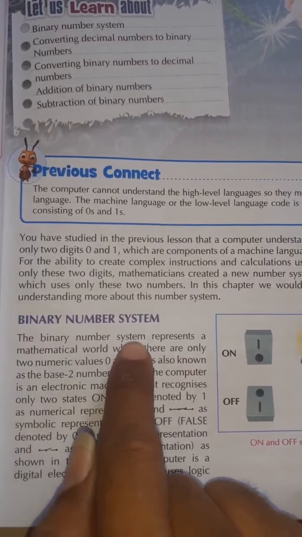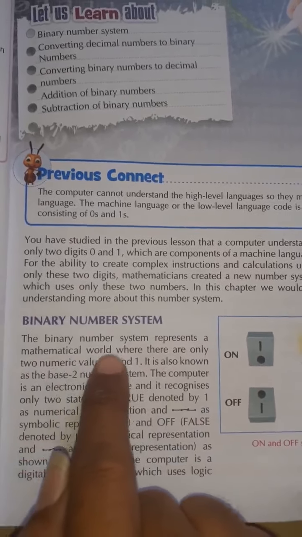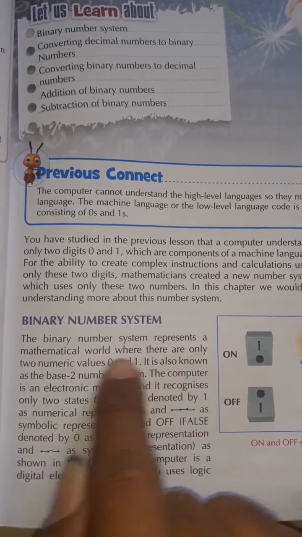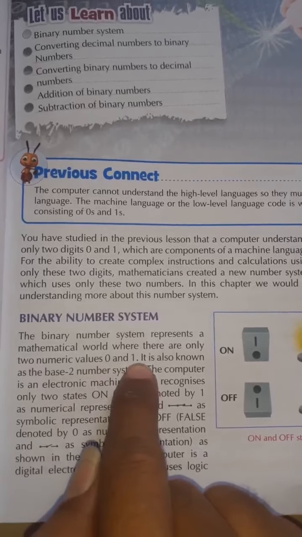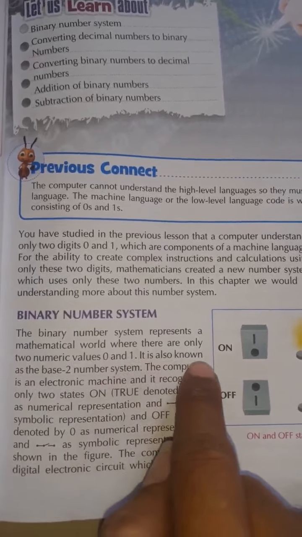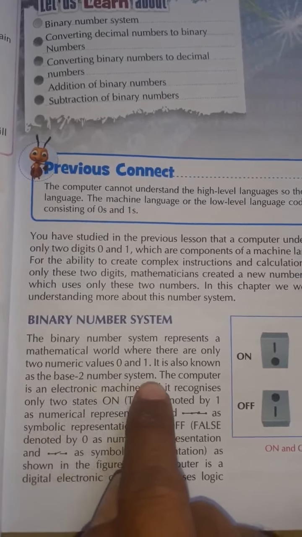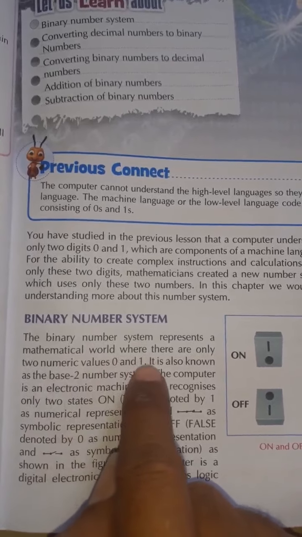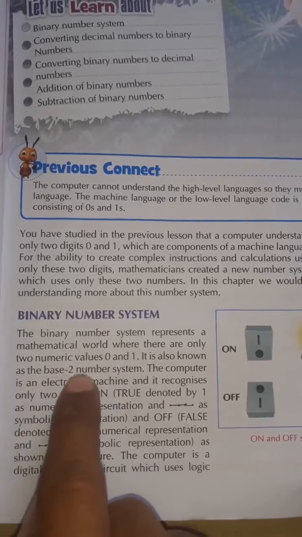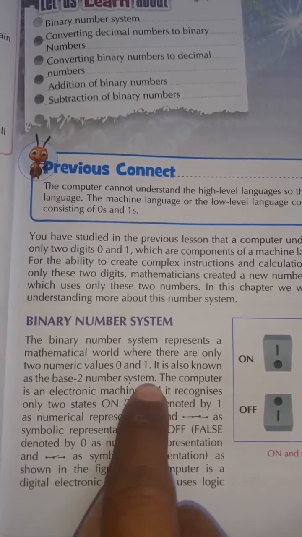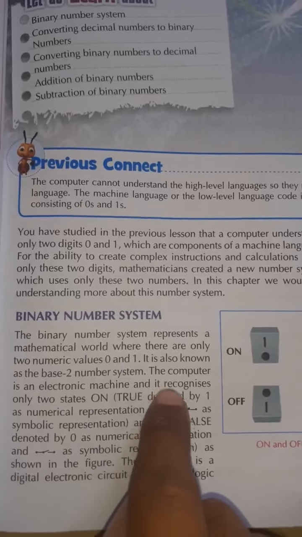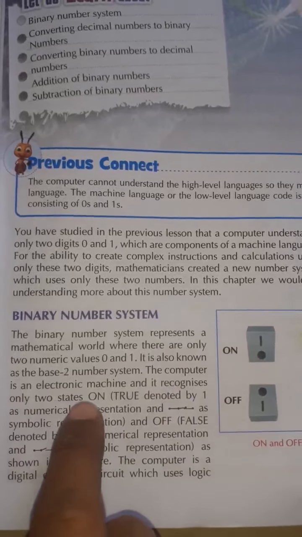The binary number system represents a mathematical world where there are only two numeric values, 0 and 1. Only two numeric values we can use, 0 and 1, and it is also known as the base 2 number system. This binary number system is called a base 2 number system. The computer is an electronic machine and it recognizes only two states.